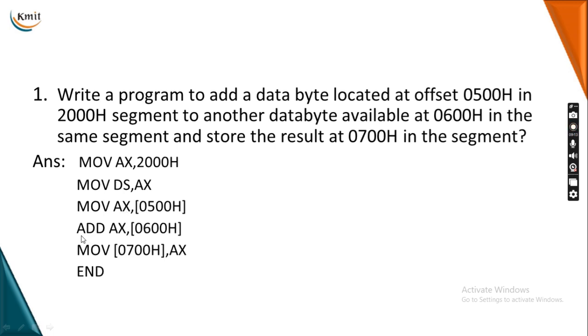Similarly, ADD is one more operand, which is used to add two operands: ADD AX, 0600H. So the data byte you have at 0600H will be added with the byte present in AX, and the result is now in AX.